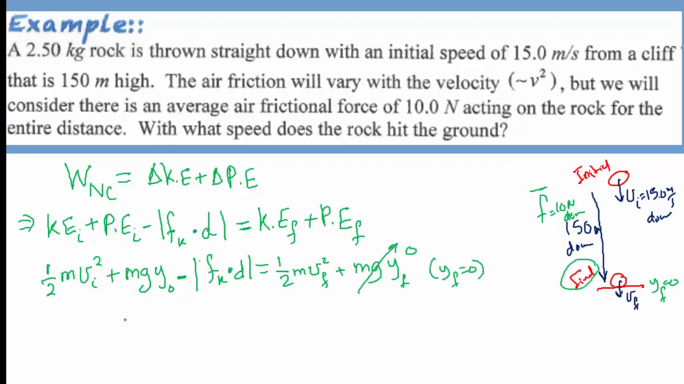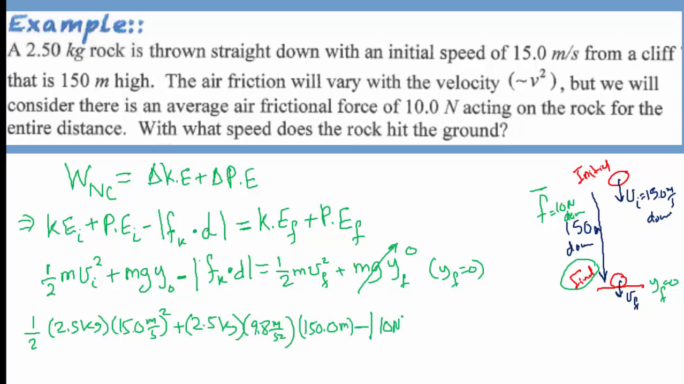Now we can go ahead and plug in the numbers. 2.5 kilograms for the mass, 15 meters per second for the initial velocity, 150 meters for the initial height, 10 Newton for the friction, and 150 meters for the distance. This is the left-hand side of the equation, equal to the right-hand side, which only has the final kinetic energy. And the only unknown here is the final velocity. So now we solve for the final velocity.